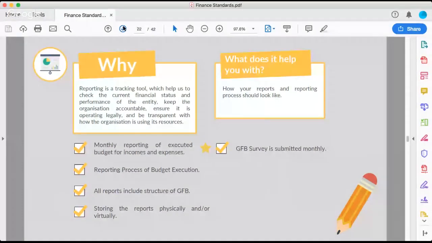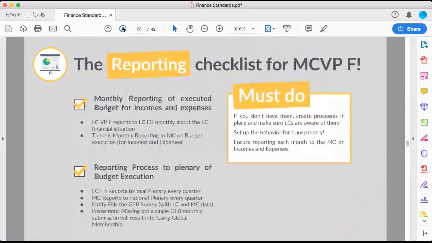Our report includes the structure of GFP, which we already have, storing the reports physically and or virtually, for which we have the knowledge database. However, I don't think we're right now storing them properly, and I will explain to you in our commission call how we will be storing these reports. And the GFP survey is submitted monthly. Currently, I'm responsible for this, but I would like to involve the commission more into the GFP survey, and I will explain that to you once the time is there.